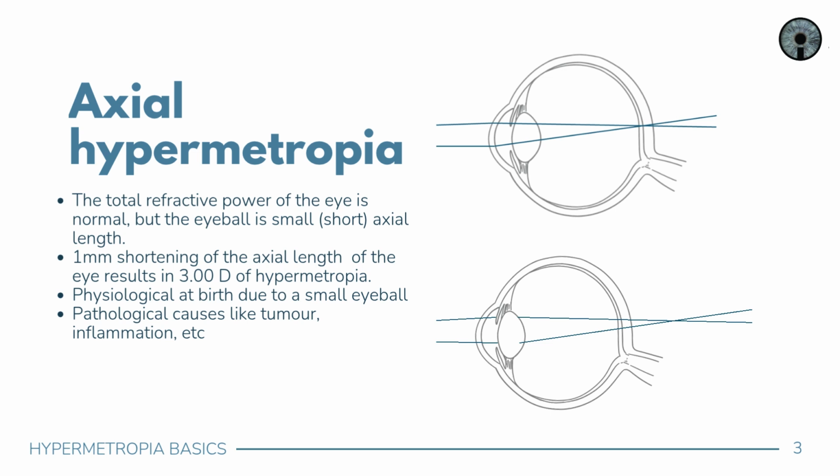leading to what is known as axial hypermetropia. 1 millimeter of shortening of the axial length of the eye results in approximately 3 diopters of hypermetropia. Such a condition can be physiological, because at birth the eyeball is small, or pathological, when there is a tumor pressing the eye from behind, or some inflammation causing shortening of the eyeball. Such a condition, where the axial length is shortened and hypermetropia occurs, is known as axial hypermetropia.